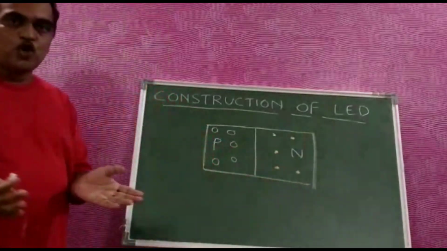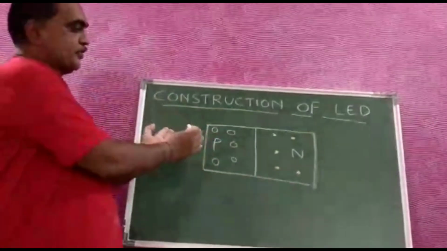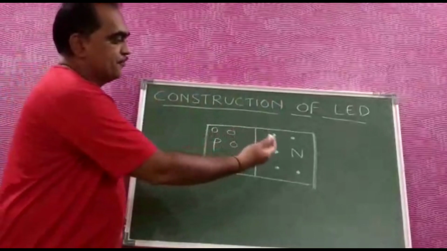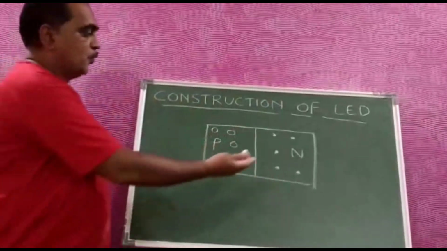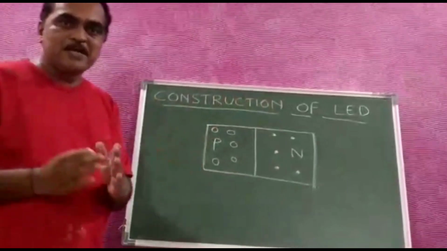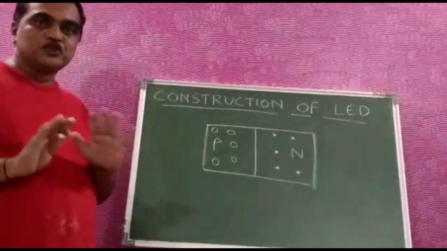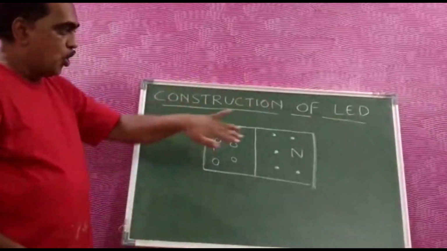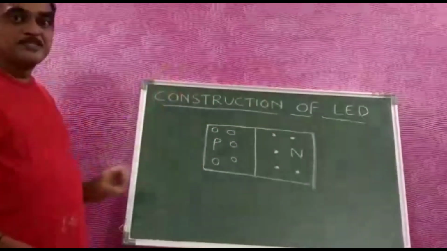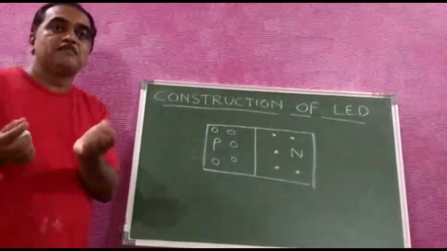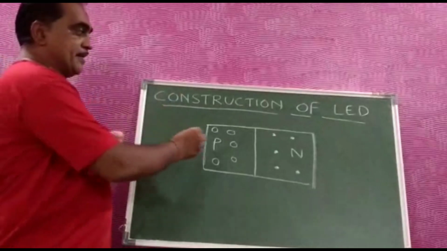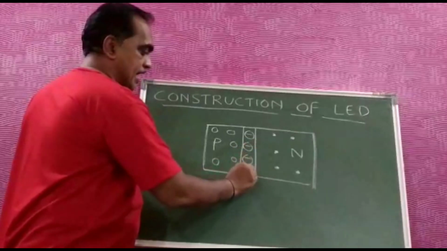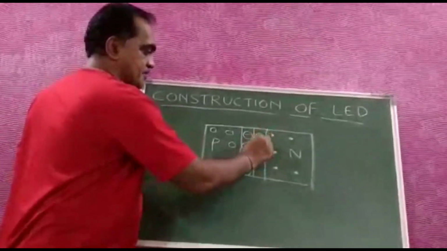Okay, and when you join the P and N junction, holes from P-type will travel to the N region, and electrons from the N-type, which are the majority carriers, will travel to the P region. After some time the crossover stops, because once the hole leaves its place and goes to the N side, or the electron leaves its place and comes to the P side, the vacant places become ions. So in P-type those become negative ions, and in N-type those become positive ions.